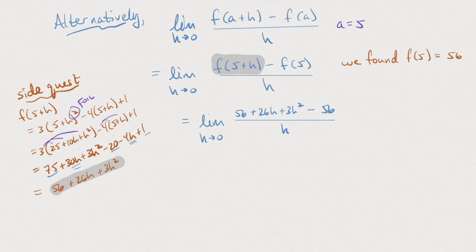Okay, getting back to this, we can see that 56 minus 56 cancels, and this is the limit as h goes to 0 of 26h plus 3h squared all over h. If we plug in h equals 0, we're going to get 0 plus 0 over 0, which is 0 over 0, so we're going to factor and cancel.